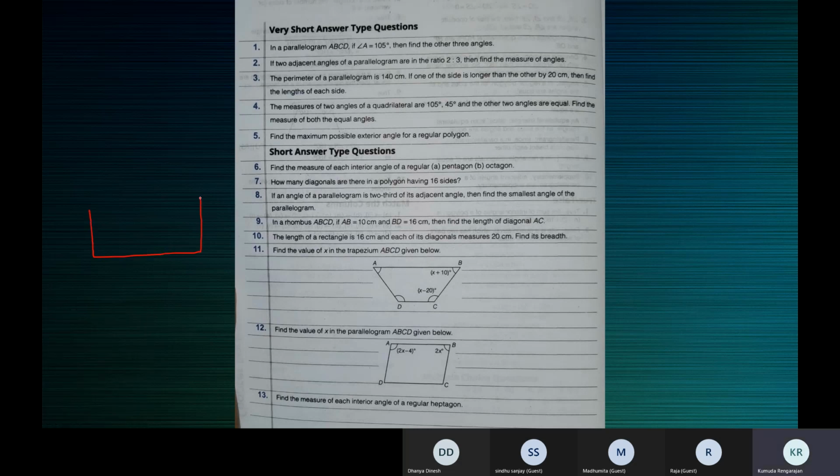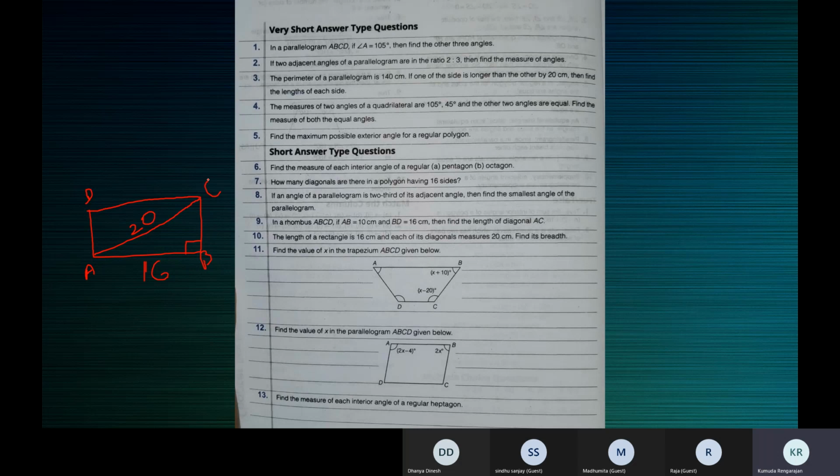So you need to draw a rectangle and connect one of its diagonals. Call it ABCD. The length is given to be 16 centimeters, and one of the diagonals is 20. We know in a rectangle, diagonals are equal, and in a rectangle, every angle is a right angle.